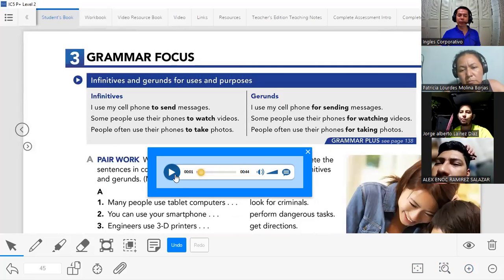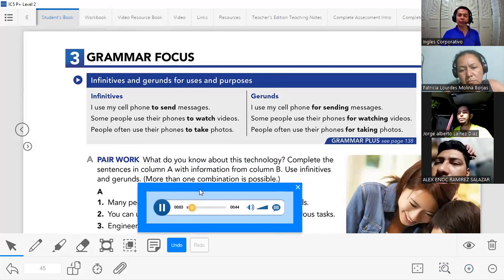Now, listen to the audio, please. Exercise 3. Grammar focus. Infinitives and gerunds for uses and purposes. Okay, infinitives and gerunds. These are the topics we have seen. Okay, infinitives and gerunds. Pay attention.